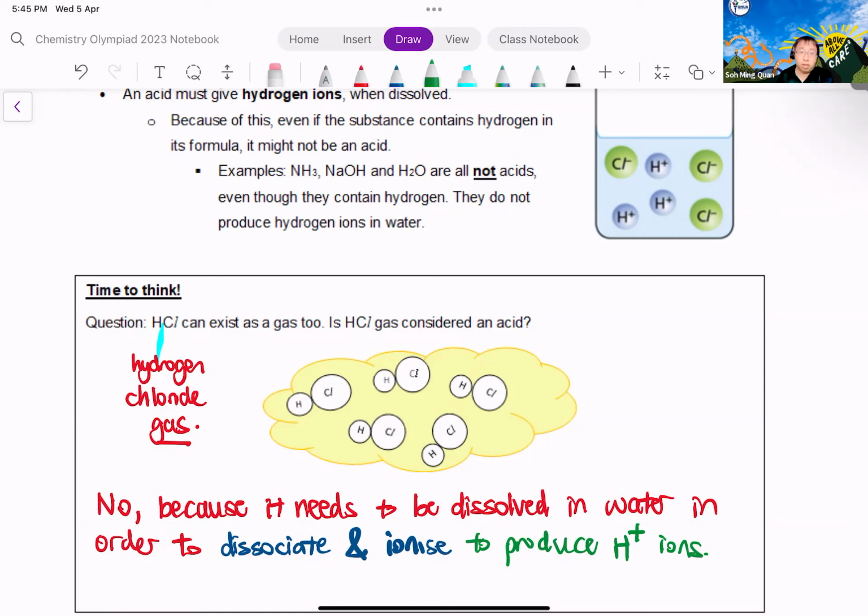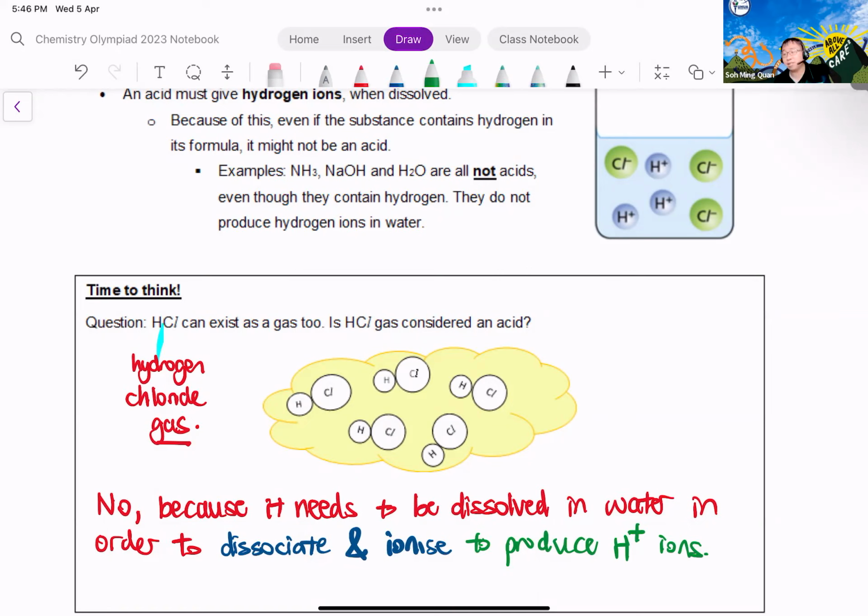Okay, so this is an important concept. For the O levels, this is commonly tested, not just for chemistry Olympiad, but for the O levels, you need to know the state matters. If it's not dissolved in water, it is unable to produce H+ ions. If it's unable to produce H+ ions, it will not behave like a typical acid. So this is an important concept to get. Hopefully this is a revision for some of you here.